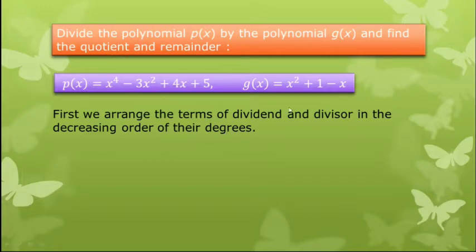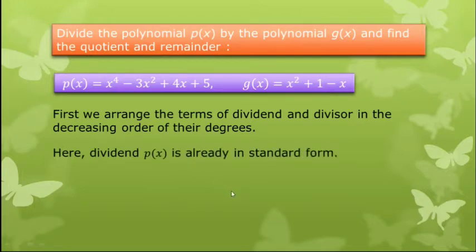In p(x) we can see first x to power 4, then 3x square, which is power 2, then x power 1, and the last one 5, power 0. So here we can see 4, 2, 1, 0. It means it is already arranged in decreasing order of degrees. So no changes are required here. Now the second one, g(x). We can see here power 2, then power 0, and then power 1. So here a change is required. We will apply this. p(x) is already in standard form, so no need to change it.